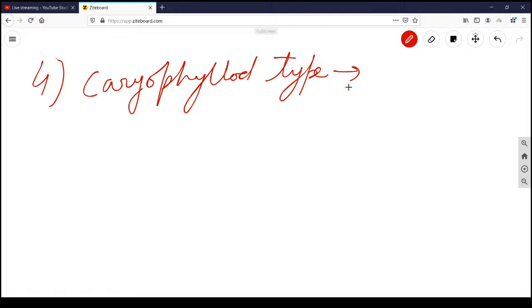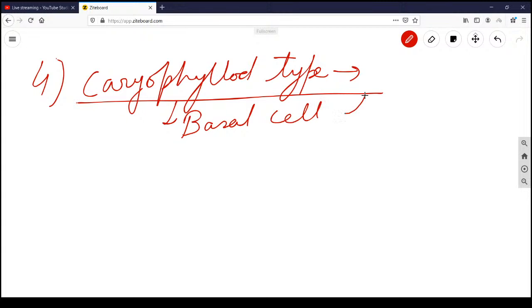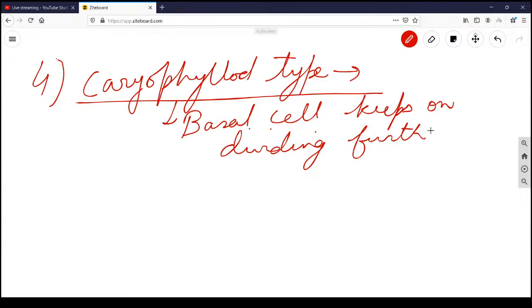So in the Caryophyllad type, what happens again? This is a special type of division where the basal cell keeps on dividing. After you have got an apical cell, that is the terminal cell, and the basal cell, the basal cell still keeps on dividing further. This is a very special characteristic of the Caryophyllad type.